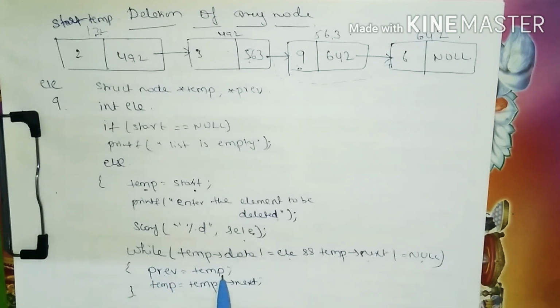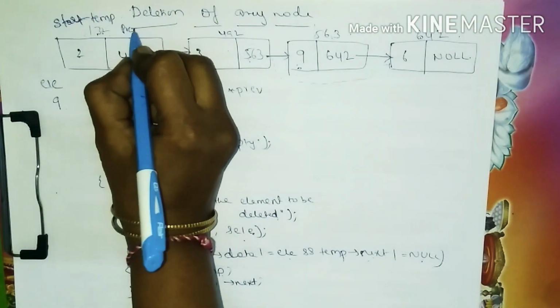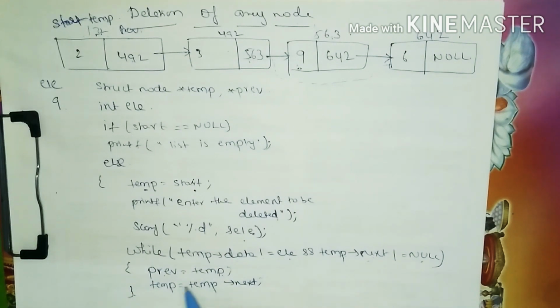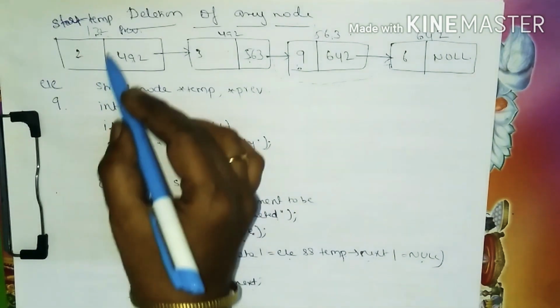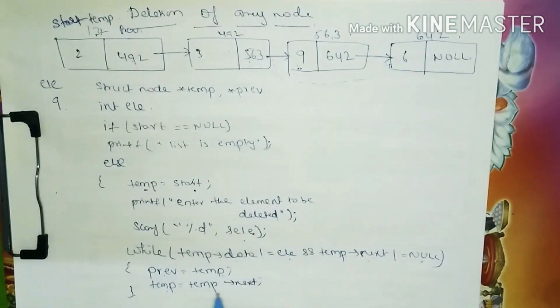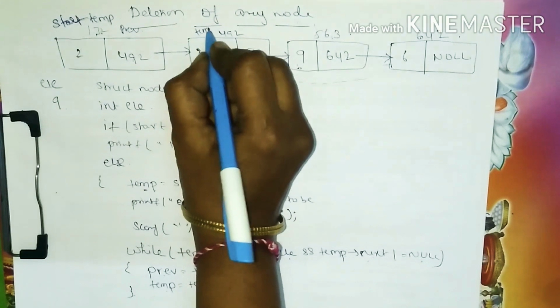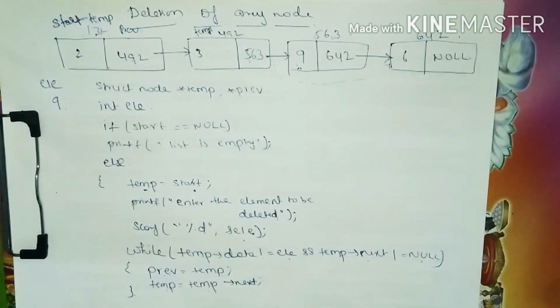Now prev is equal to temp. So prev is equal to temp. Now prev value will be 132. Now I said temp is equal to temp next. What is the temp next value? 492. Now temp will contain the 492. That is, temp will be stored with 492.